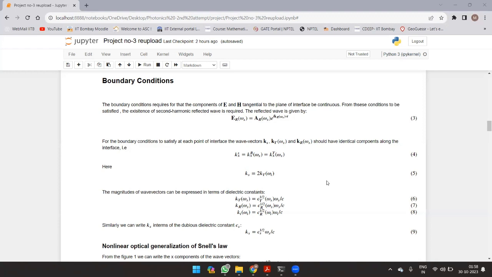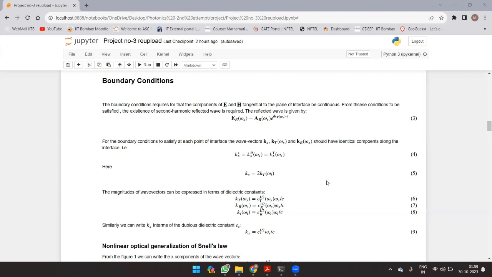So in boundary conditions, there are four conditions. I mean, not four conditions, there are four terms we can use. The first condition is that E and H tangential to the plane of the interface should also be continuous.